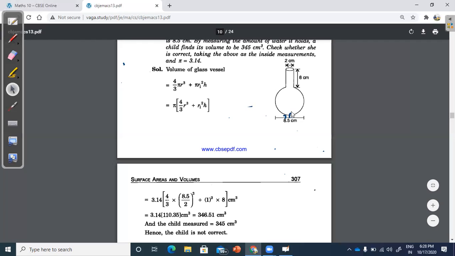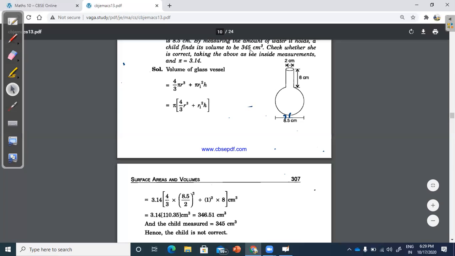So 4 by 3 pi r cube plus r1 square h. 4 by 3 into, as I told you, this is the diameter, so radius will be 8.5 by 2 whole cube plus, this is easy because this will be 1 square into 8. So when we calculate this part, this is 2 square, that is 4, so 4 is going to get cancelled. And when we solve this part, you're going to get 110.35, this whole thing. And multiply by 3.14 because they have specified the value of pi here as 3.14. So the whole calculation should give you 346.5.